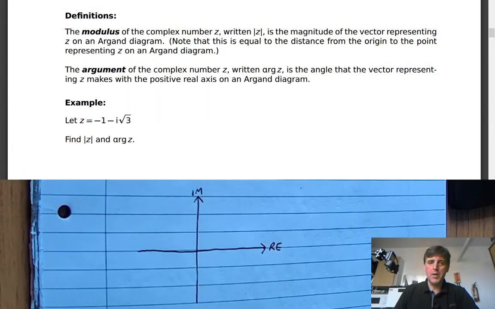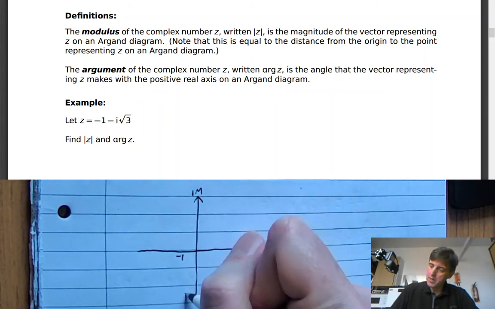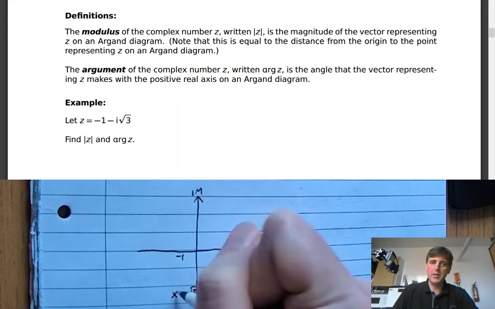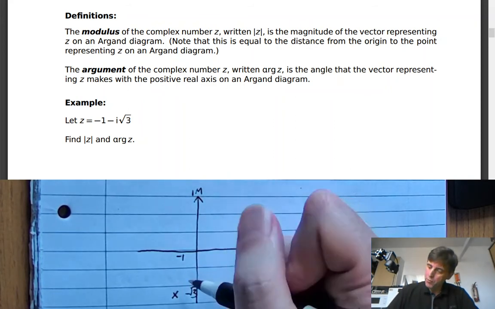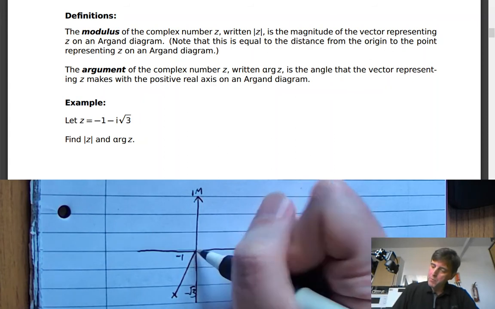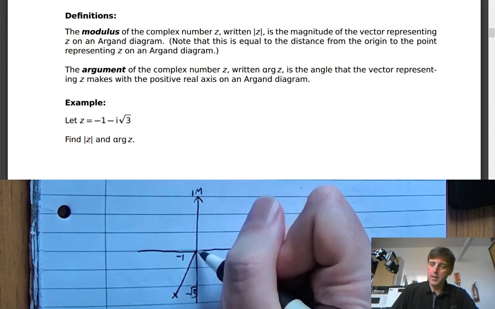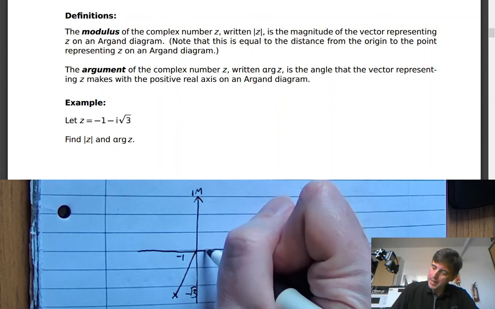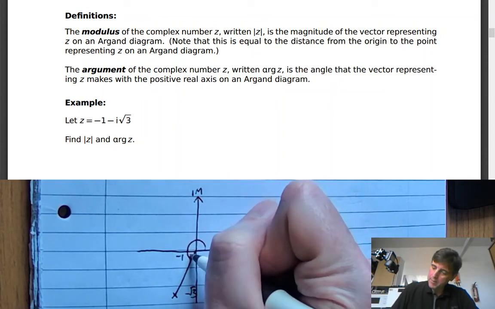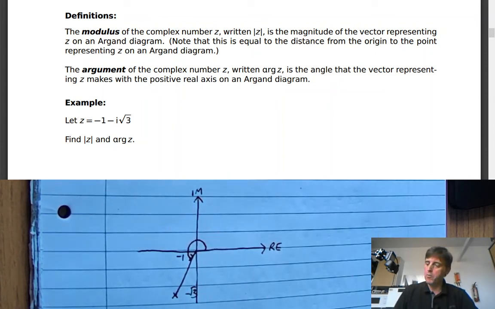Right, so on my Argand diagram, I've done a little sketch. I want to sketch where this point is. So the real part is -1, and the imaginary part is minus root 3, so I'll put that about here somewhere. So my complex number z is around about here. If I draw the line to the origin, then I want to know the length of that line for the modulus, and I want to know this angle here for the argument, going all the way around from the positive real axis in the positive anti-clockwise direction.